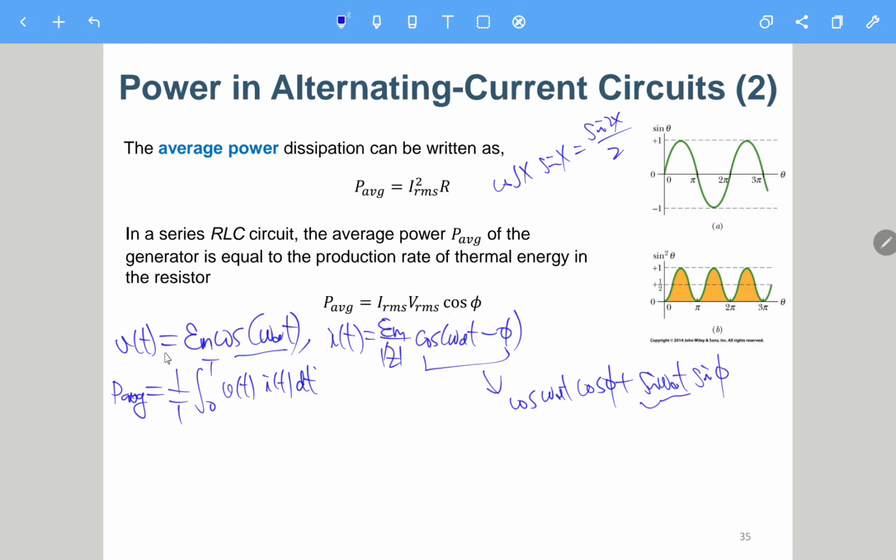If the voltage and the current are not in phase, they have a phase shift of phi. So in that case, for the P average, rather than just having I root mean square times V root mean square, we still need to multiply by this factor, cosine of phi.